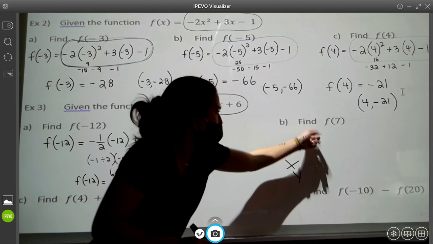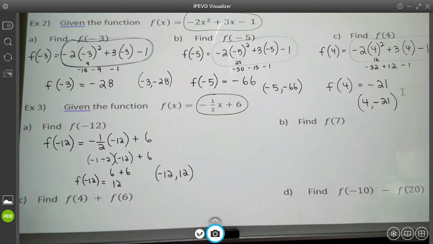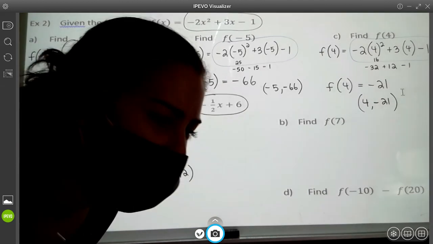All right, last one over here, find the F of 7. And we're going to skip down. You will get a fraction or a decimal for this one, depending on how you leave your answer.